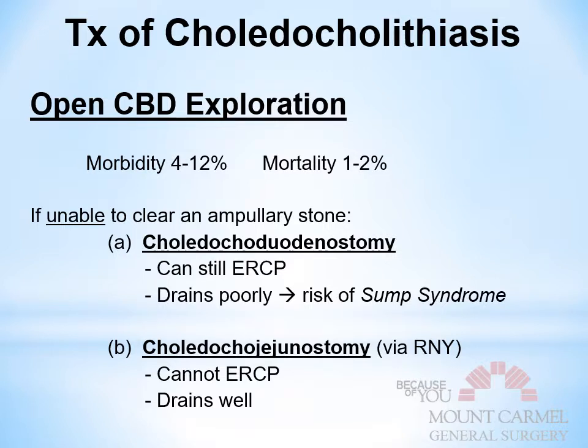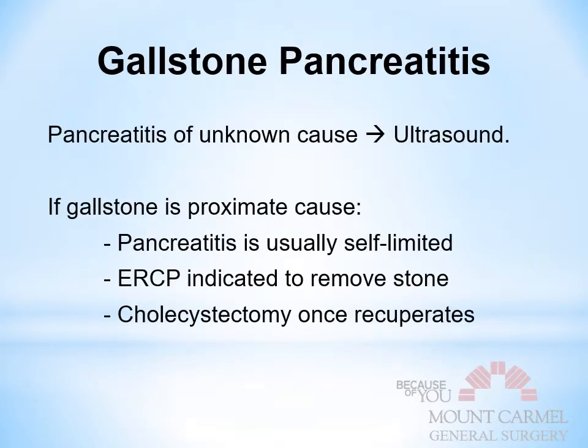Now, the choledochojejunostomy, you have to do a Roux-en-Y. You bring it up, it drains just fine. It's anatomic, like, perfect, all that stuff. The problem is that you can't ERCP these patients afterwards.